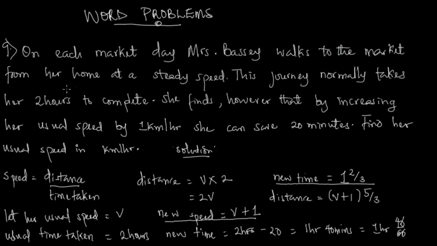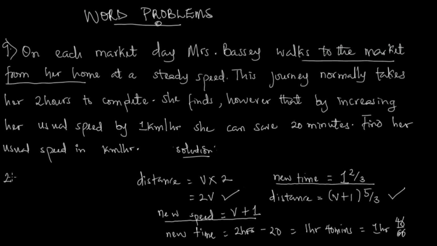Take note of something: the distance from our home to the market will remain the same even if she increases the speed. So this distance and this distance will be the same. That is how we're going to get the usual speed, v, by equating the two distances. Let me clear out this part. So 2v is equal to 5 over 3 times v plus 1.